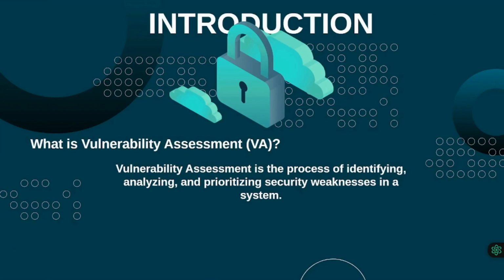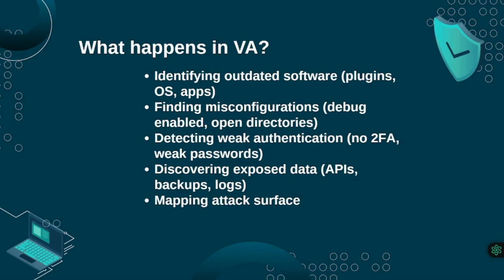Introduction. What is vulnerability assessment? Vulnerability assessment is the process of identifying, analyzing, and prioritizing security weaknesses in a system. What happens in VA? Identifying outdated software, for example plugins, OS, apps, or themes. Today, we are checking the plugins and themes also.